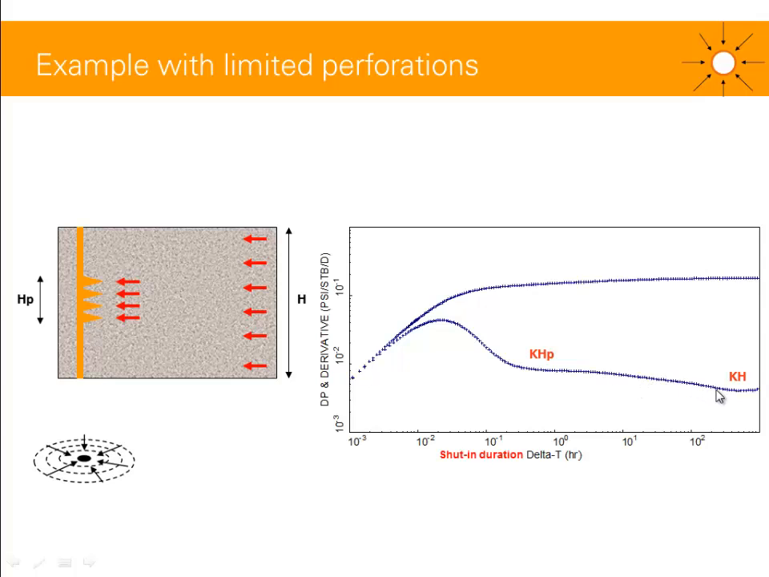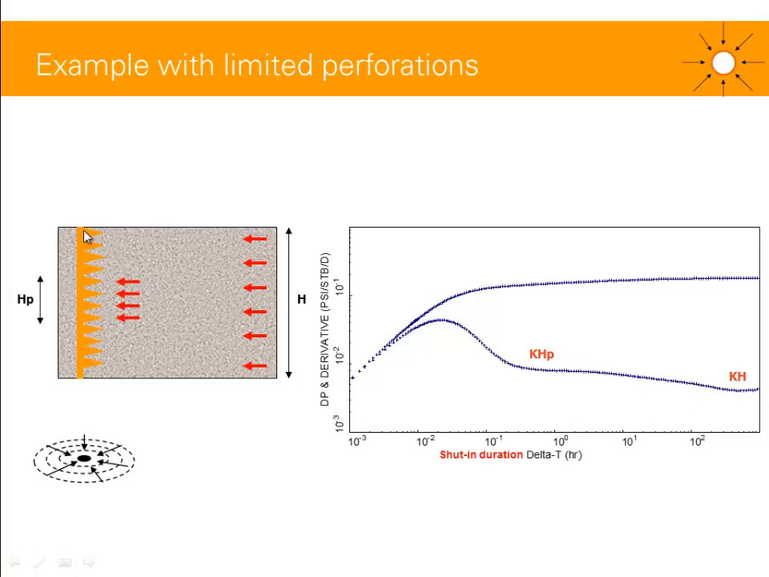That's due to an intermediate flow regime. In a typical case with limited perforation, what you might expect for this intermediate flow regime is a spherical flow. Okay, you will have a spherical flow around the limited perforation, and you will see a negative half unit slope straight line. But this is not too important.